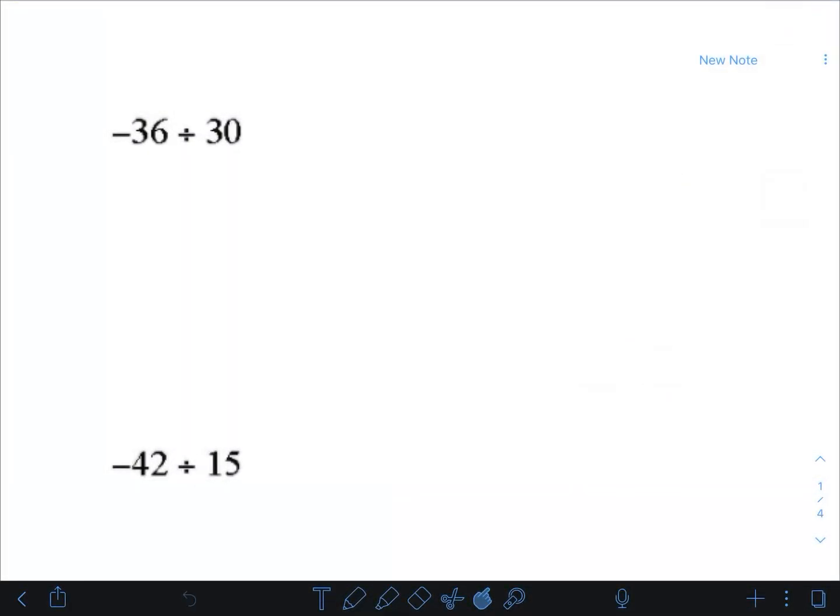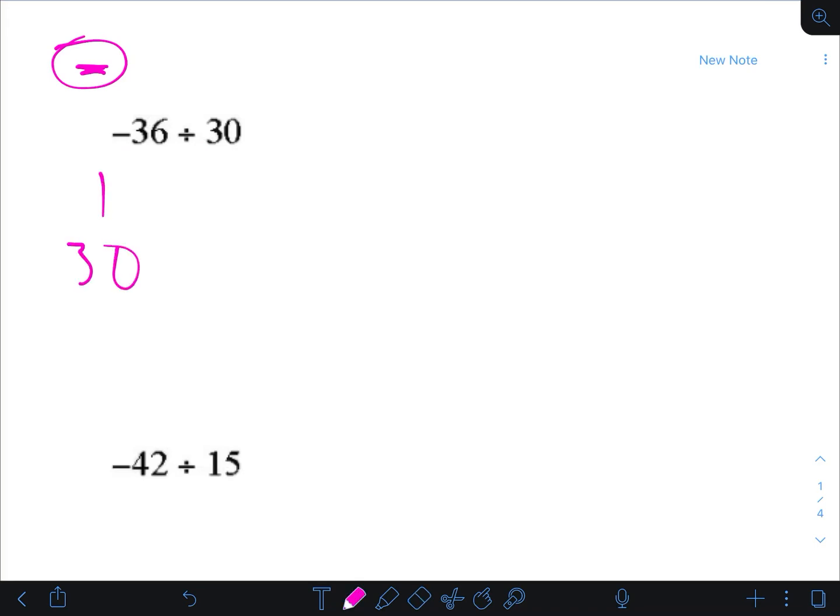Okay, so we got this, negative 36 divided by 30. What I do first is I say, okay, I know we have a negative here and no negative here. So that means the answer is going to be negative. And after I do that, I just forget about my negatives, because honestly, it's just too much.